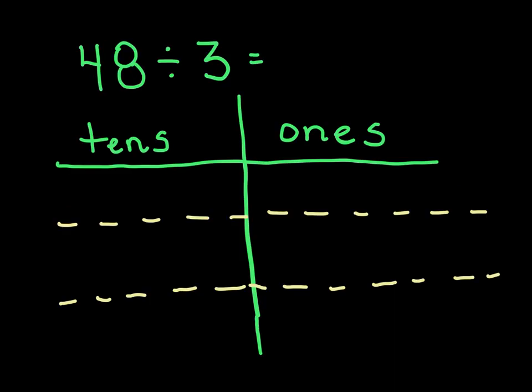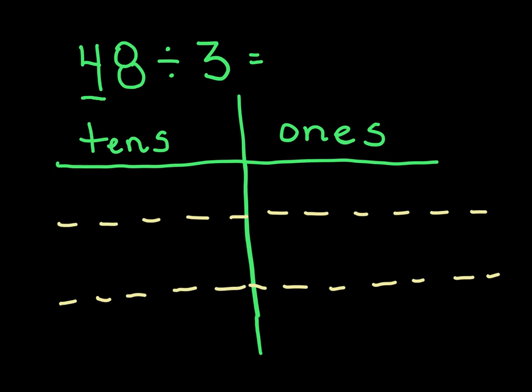48 divided by 3. Okay, so now we want to get 48 and we want to put it into 3 equal groups. But if we look at this 4, that 40, 3 can't go into 40 evenly, but it can go into 30. So if we make 3 tens, we give that extra 10 to the ones.